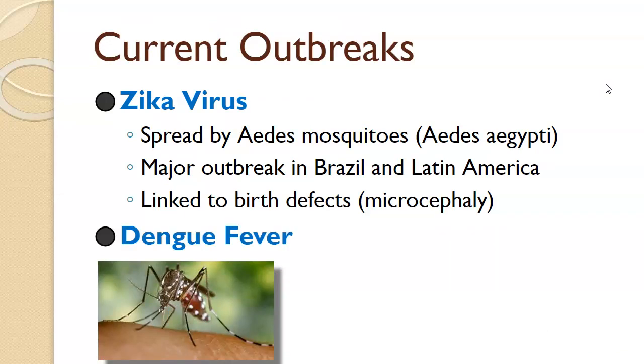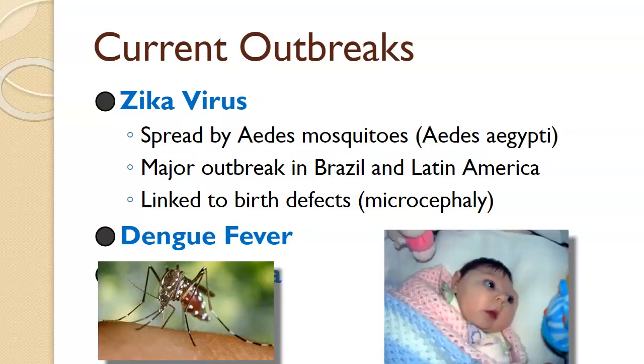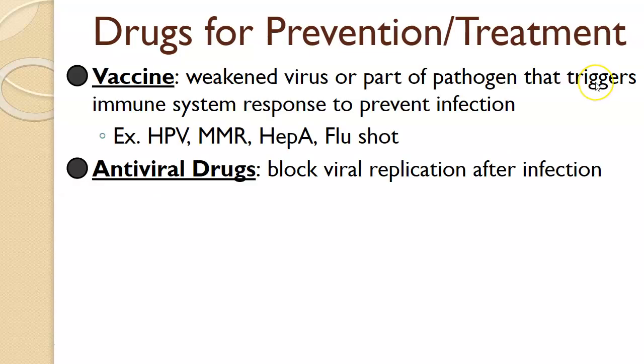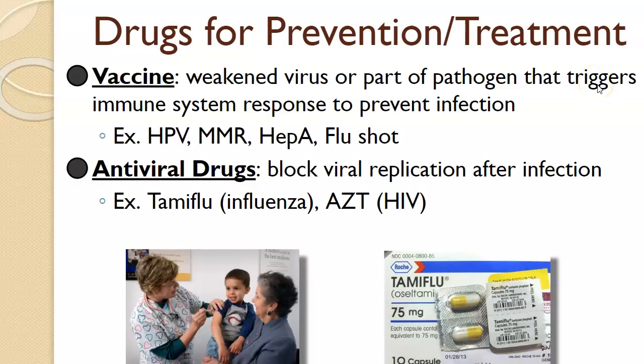Currently, we've had lots of different outbreaks. We had Zika a few years ago. Dengue fever is another. Vaccines and antivirals are used to treat viruses. Antibiotics do not work. So there's just a couple examples of real life vaccines and antivirals that we use.